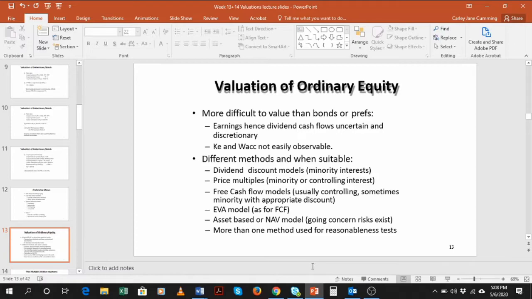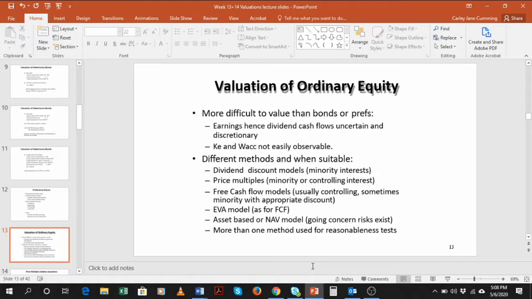Another reason why ordinary shares are more difficult to value is that companies do not have a maturity date. They are assumed to exist into the foreseeable future. They have an indefinite life. So the dividends are expected to be received by the ordinary shareholders indefinitely.